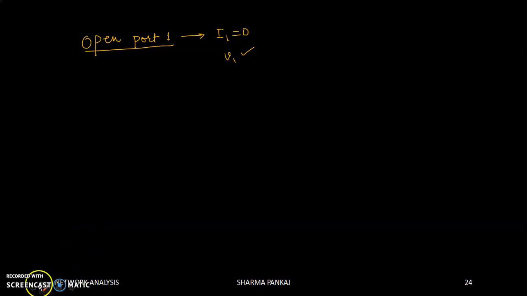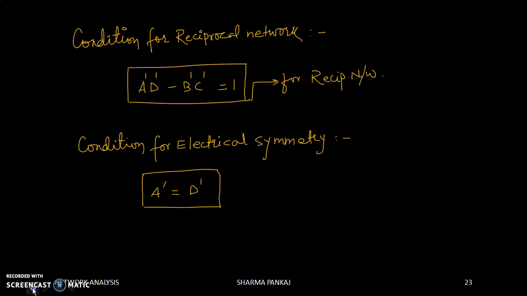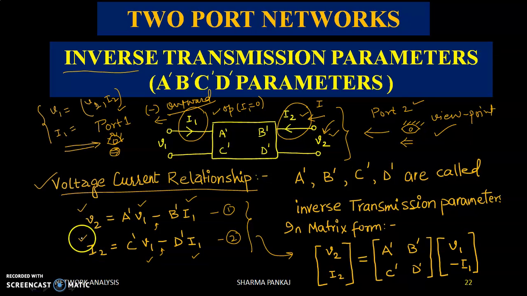See this, from the current voltage relationship, V2 is equal to A dash V1 minus B dash I1. If I1 is 0, this whole term becomes 0. That means V2 is equal to A dash V1. Or A dash will be, from this equation we can say, V2 upon V1. Okay?